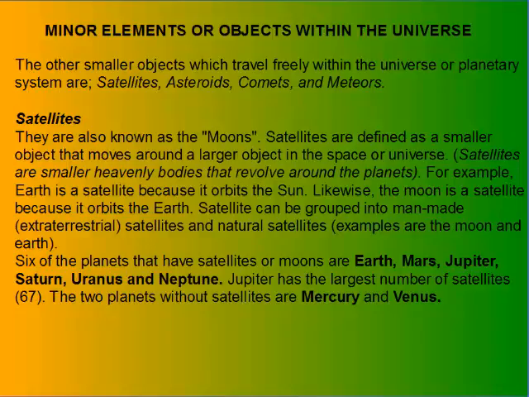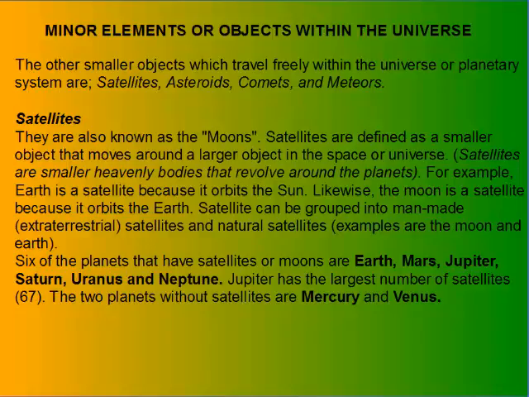Satellites are also known as moons. That's why we call the Earth's satellite the moon. They are defined as a smaller object that moves around a larger object in space or the universe. Satellites are smaller heavenly bodies that revolve around the planets. For instance, Earth is a satellite because it orbits the sun.